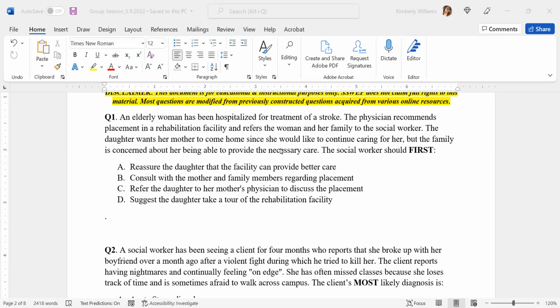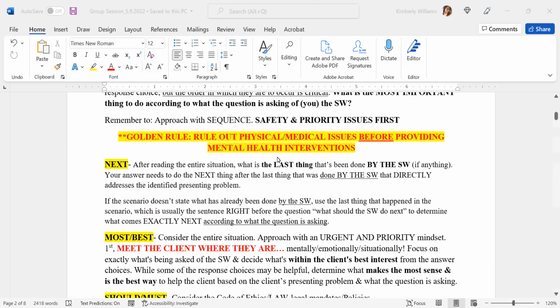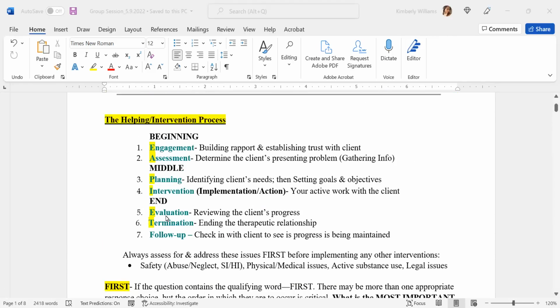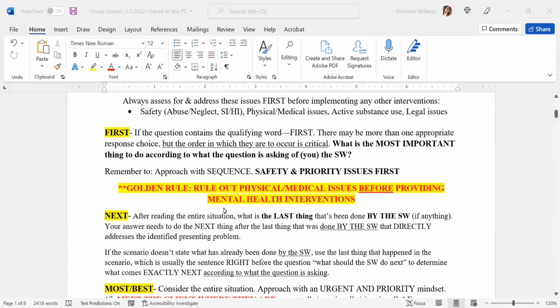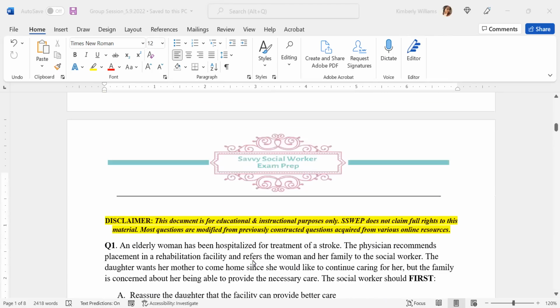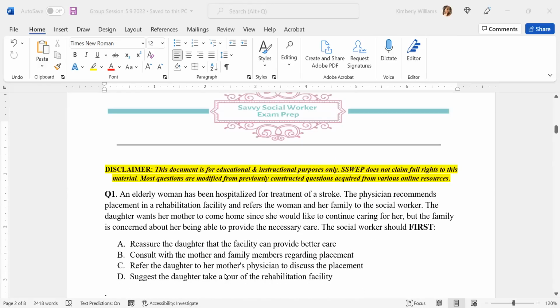So can anybody identify where we are in the helping process? Because that's the first thing you need to do when you get these clinical intervention questions. When they want you to intervene, then you got to know where you're at in the helping process, so you can know where you need to intervene. So in the helping process it's beginning, middle, or end. Where do you feel like we are? Anybody can just blurt it out. Do y'all feel like we're in the beginning, the middle, or the end of this process according to the situation that they gave us?